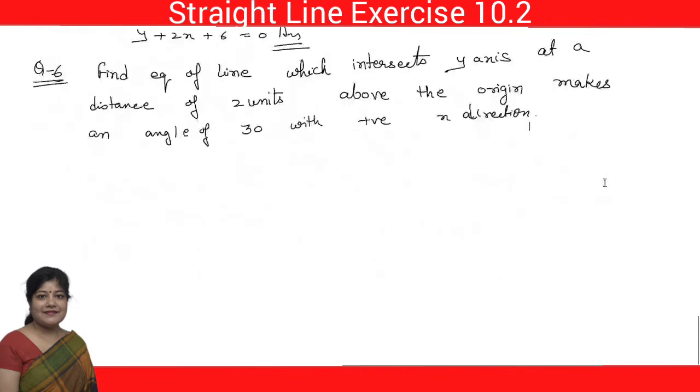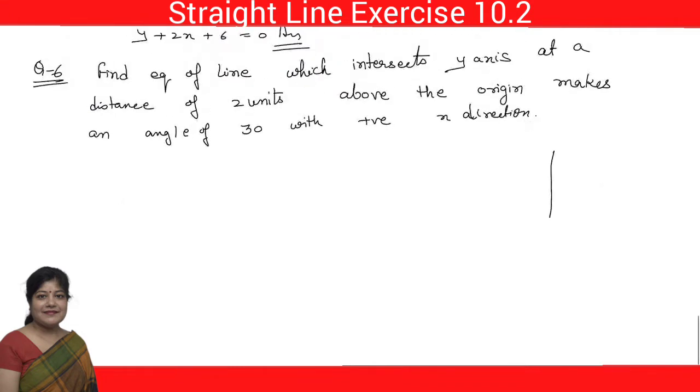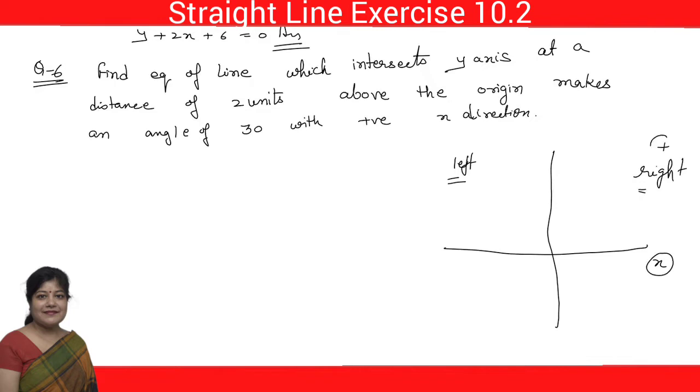Now listen carefully. If we have the quadrant, okay, this is the right one, this is left, and we use these words for the x-axis. For the right we take plus, for the left we take minus. For the y-axis we use above and below. This is the origin. For the above we have plus, for the below we have minus. Clear this thing? Yes, ma'am.